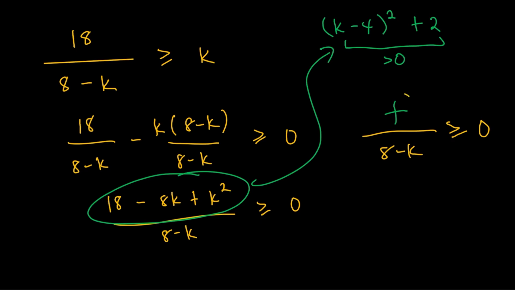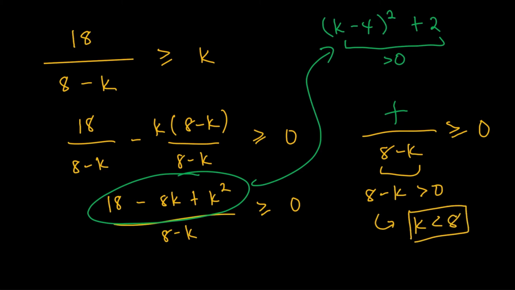Well, it can't be 0 because the numerator is positive, but surely this 8 minus k has to be positive as well. So 8 minus k must be greater than 0. That's going to give us k to be less than 8. And that's going to be one bound for the question, which is pretty good. Alright, next let's try to focus on the next part.